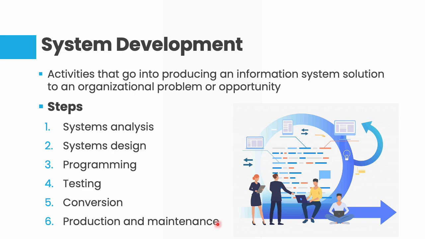And the last step is called production and maintenance. After the launching, the system is in daily use, which we can also call production. But our job is not over. We have to do ongoing maintenance, like updating it, fixing any bugs, making small improvements over time. So system development is a complete step-by-step life cycle for creating a successful and useful information system.